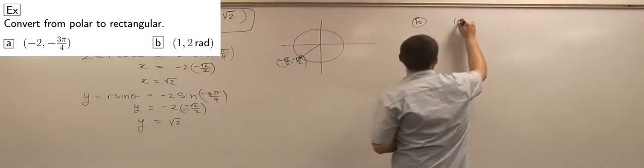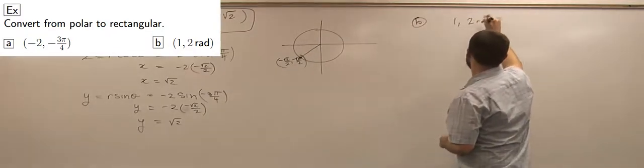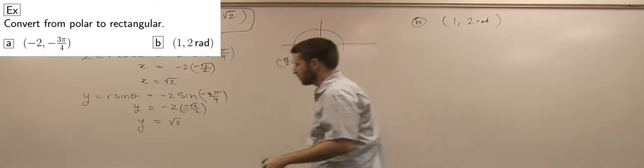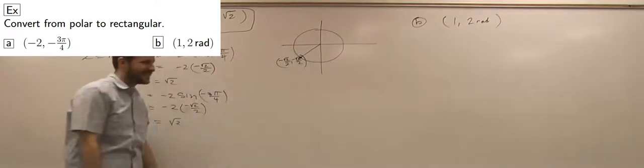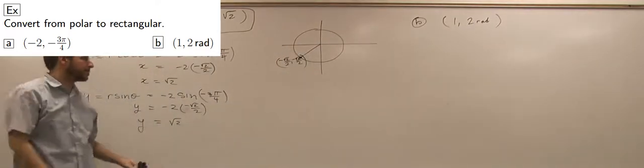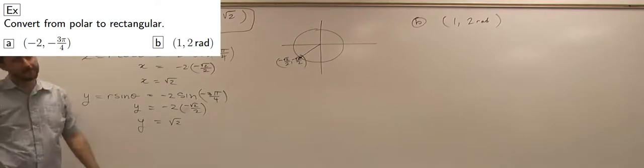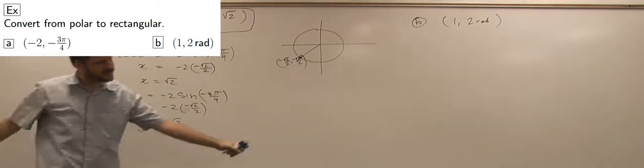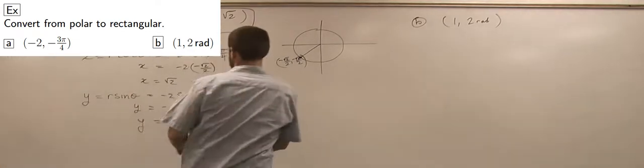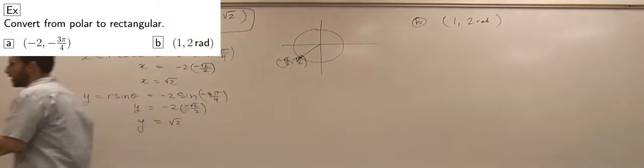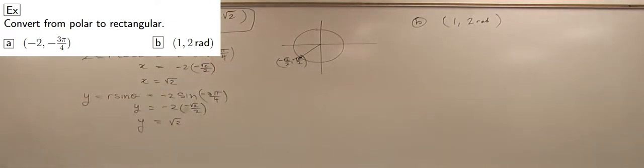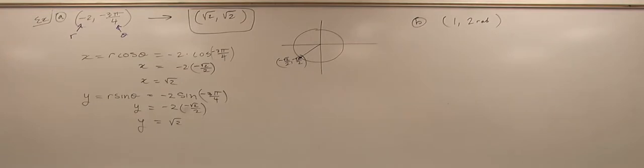So what happens here? 1, 2 radians. Yes. Where'd you get the x equals r cosine theta and the y equals r sine theta? That's the formula we learned earlier? That's the one we just wrote up there. Oh, I see it now. I didn't copy down the second. Yeah. That's probably bad.